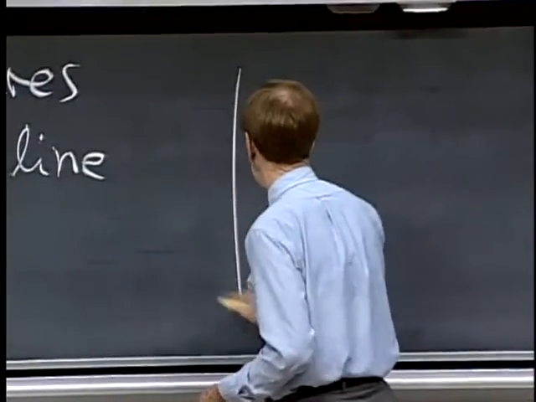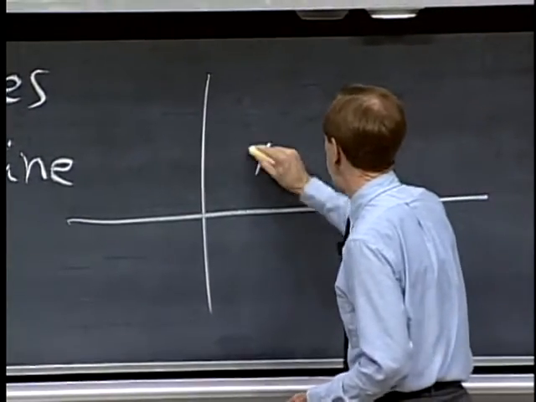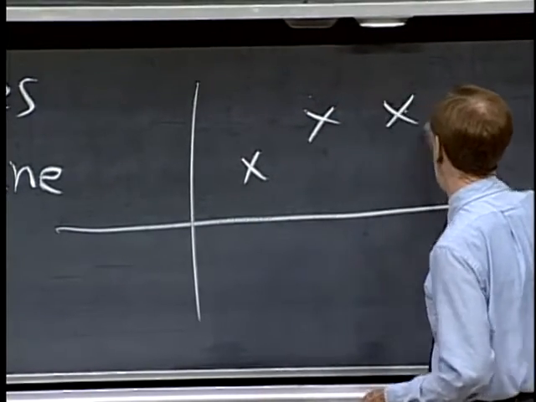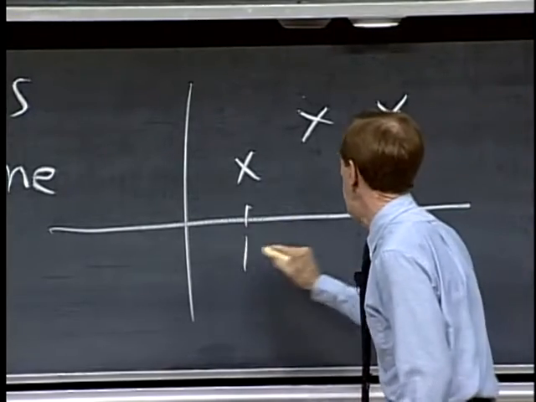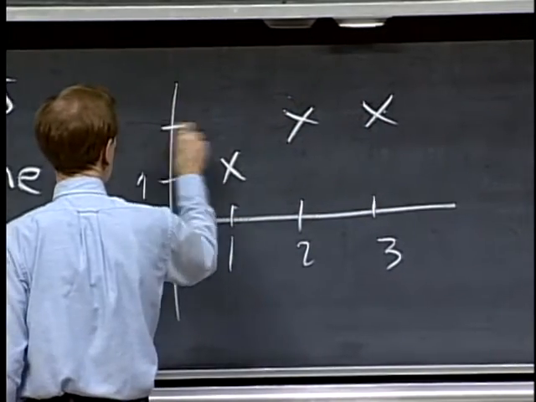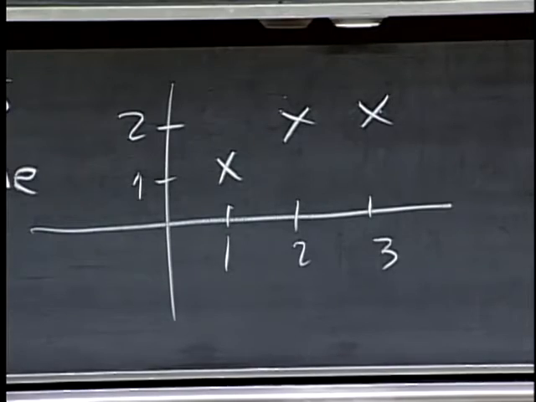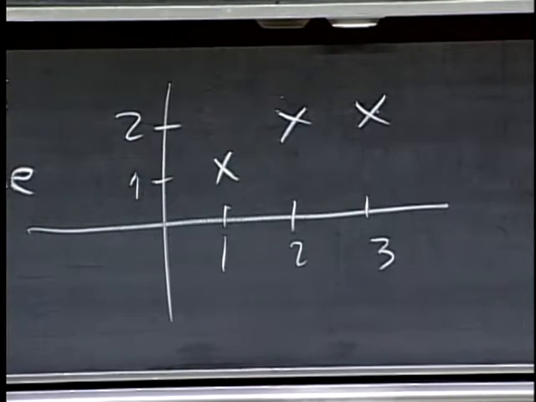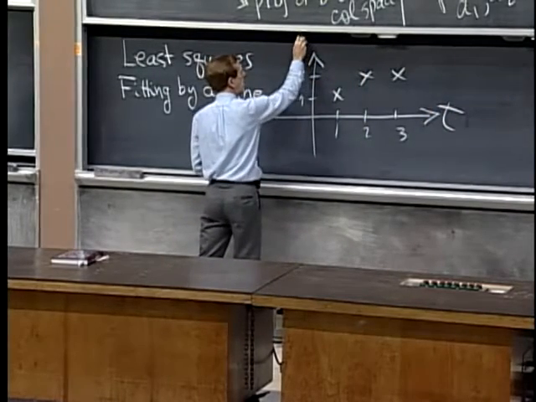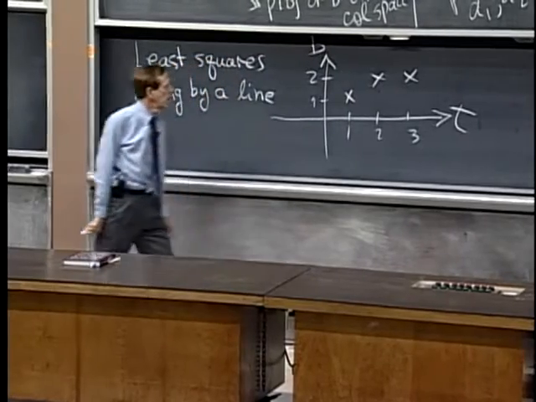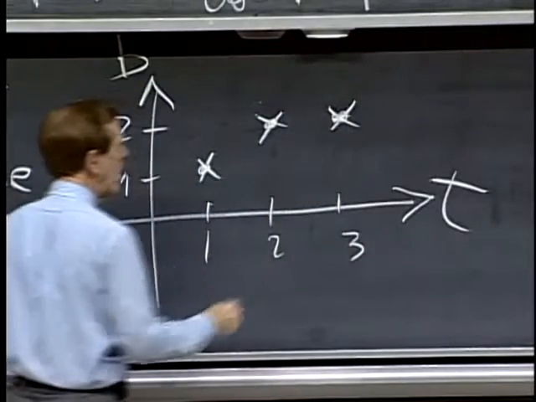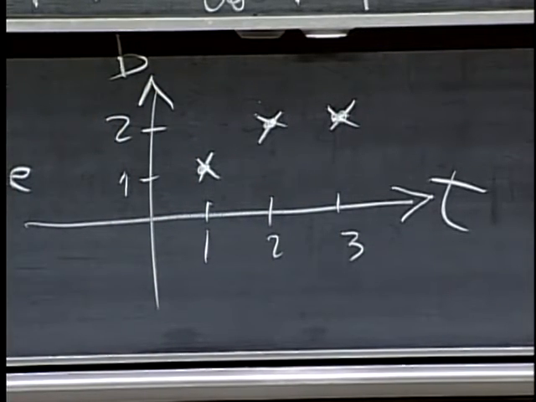I'm given a bunch of data points, and they lie close to a line, but not on a line. Let me take that. Say at t equal to 1, 2, and 3, I have 1 and 2 and 2 again. So my data points are, this is like the time direction, and this is like, well, let me call that v or y or something. I'm given these 3 points, and I want to fit them by a line, by the best straight line.